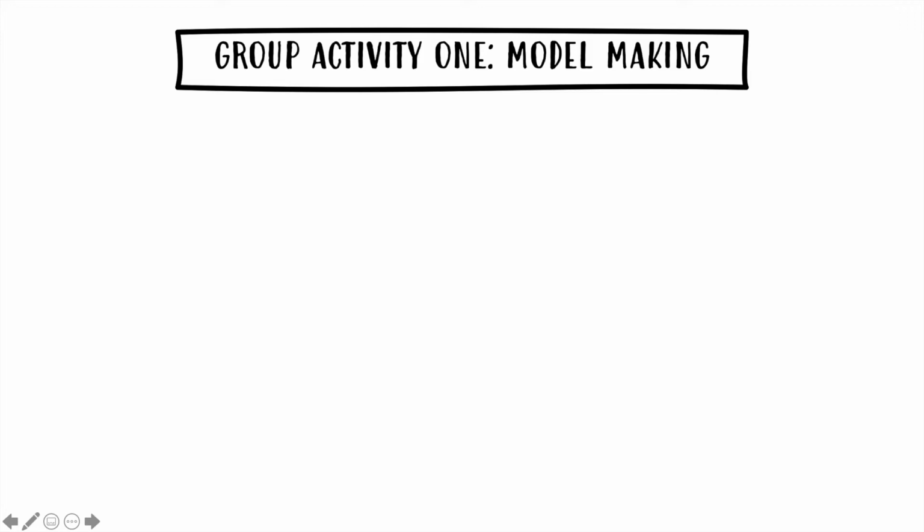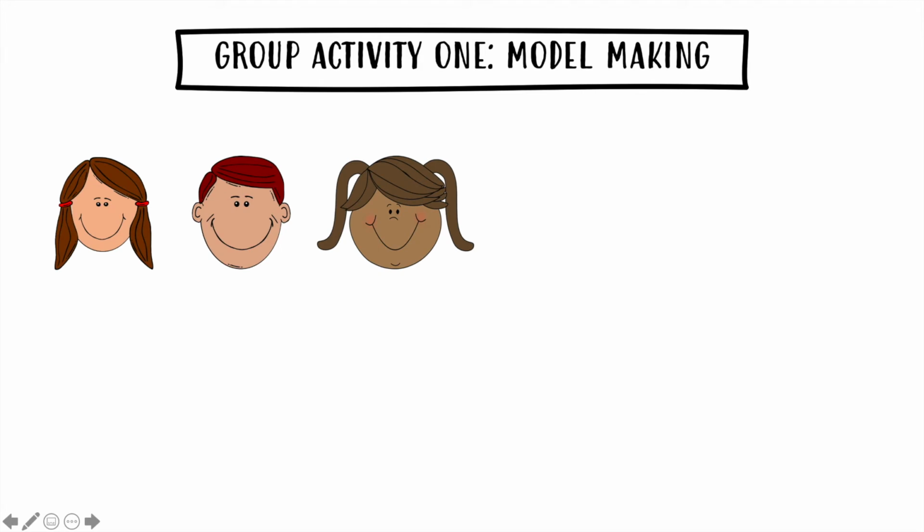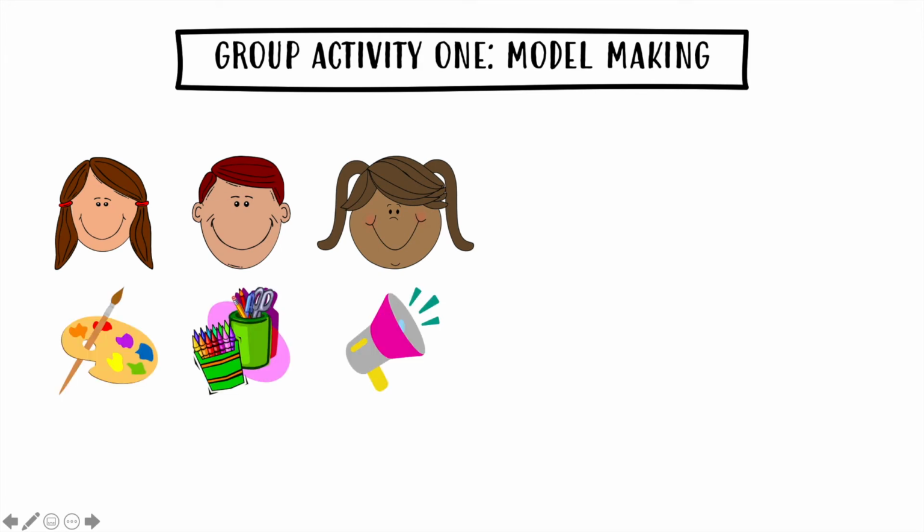Now, get into groups of 3. Then in your groups, decide who will be the artist, the materials manager, and the speaker. The artist is responsible for drawing and sketching a plan for the group's model. The materials manager is responsible for collecting, cleaning up, and neatly putting away any materials used. The speaker is responsible for asking me questions on behalf of the group and sharing the group's ideas and final work to the class.